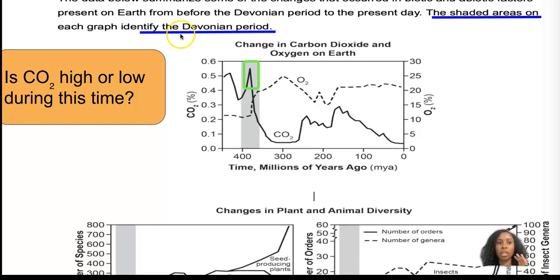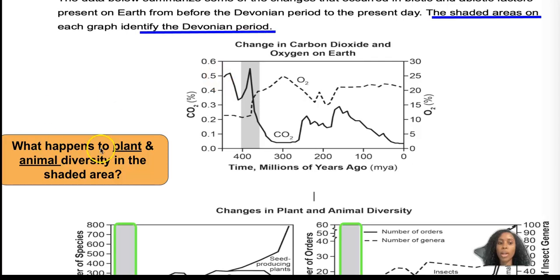The blurb gives us, and I already underlined it in blue, that the shaded areas on each graph identify the Devonian period. So I now must take a special look at where this Devonian period is. I want you to think, is CO2 or carbon dioxide high or low during this period? It's high. It's clearly high. It's very high.